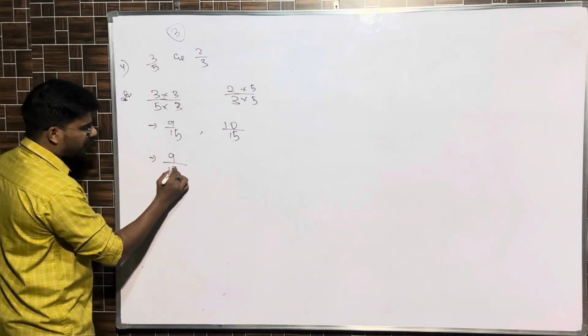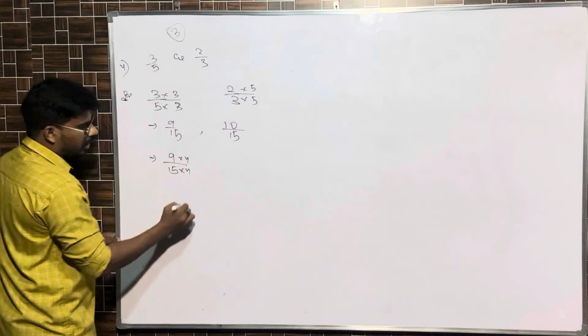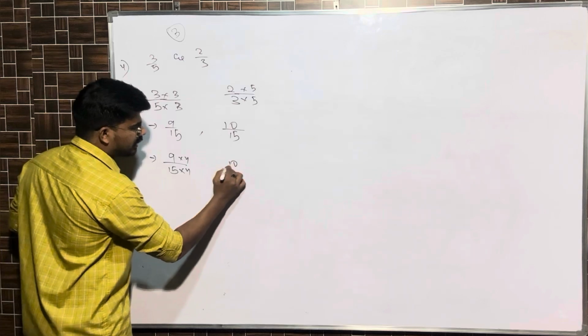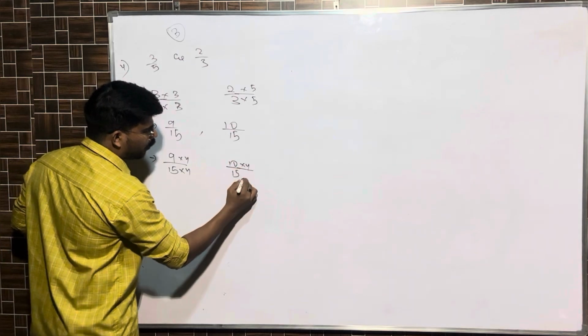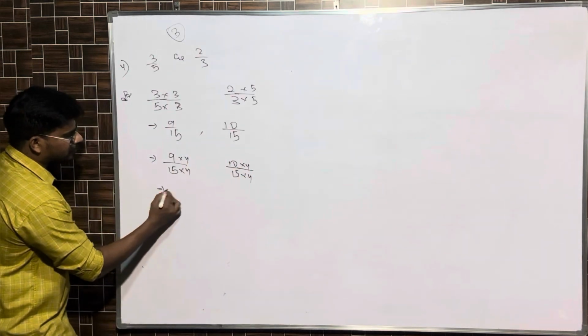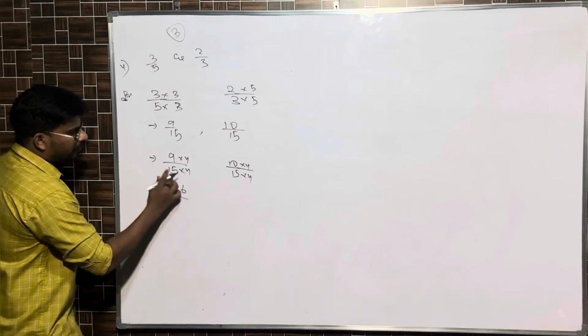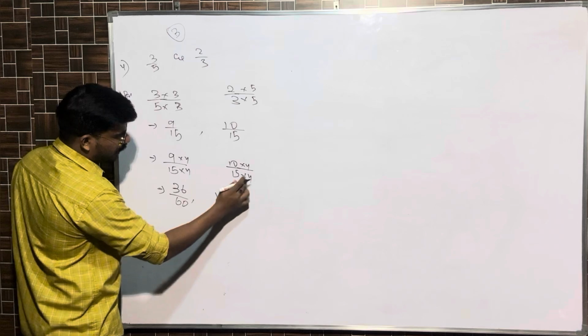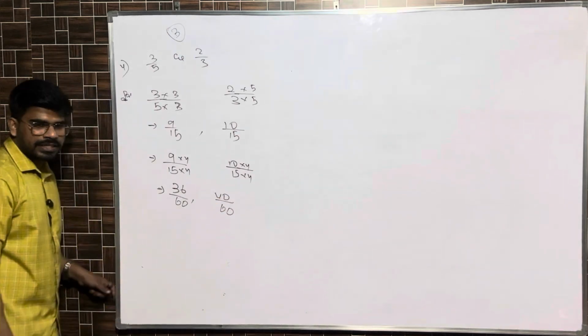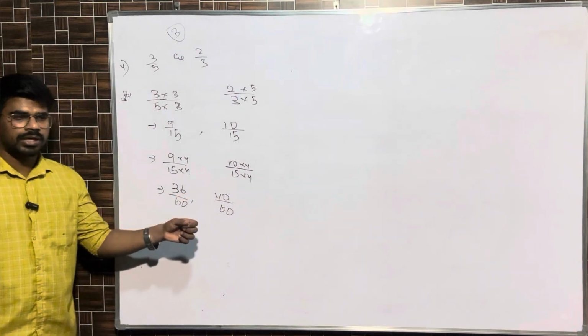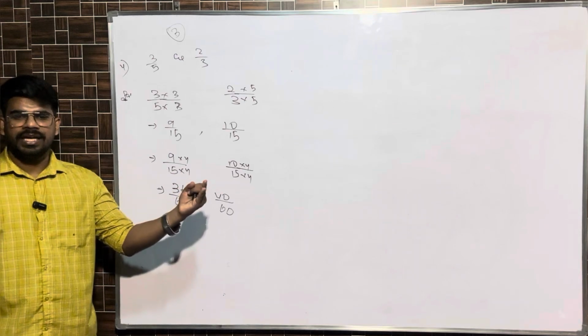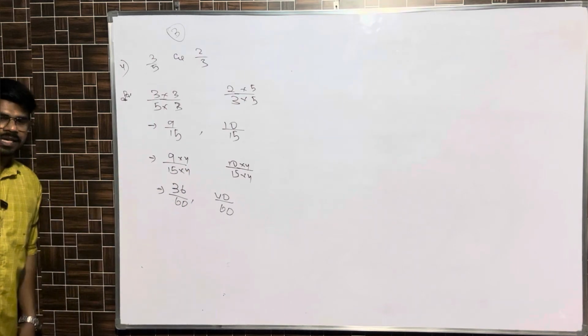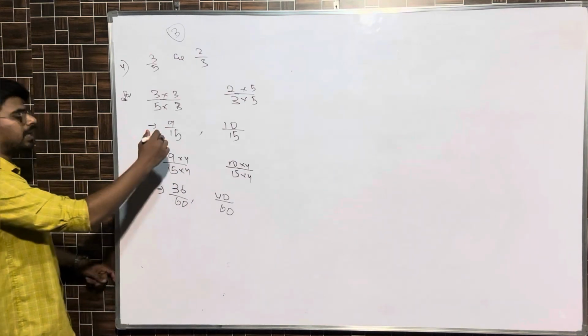So 9 by 15 into 4, and here 10 by 15 into 4. 9 fours 36, 15 fours 60, comma, 10 fours 40, 15 fours 60. Now 3 irrational numbers from 36 to 40. What are the 3 numbers? 37, 38, 39. 37, 38, 39 are the 3 irrational numbers.